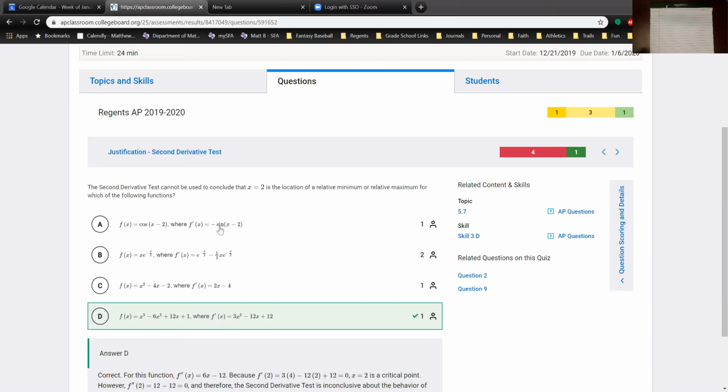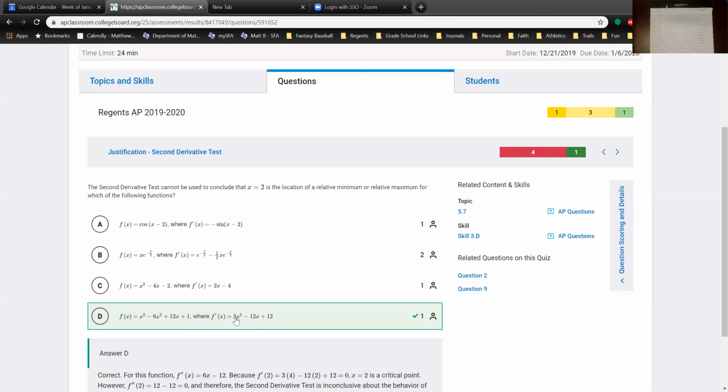So the second derivative of this function is going to be cosine of x minus 2 with a minus in front. We evaluate that at 2, we get a negative. So move on. What we're looking for is a second derivative equal to 0. This one, the second derivative is equal to 2. It's not 0. The second derivative test can be applied.